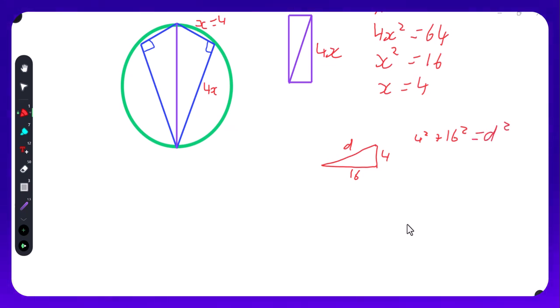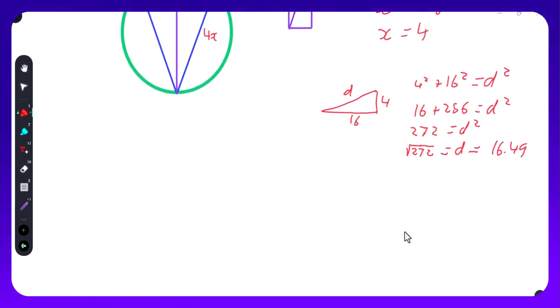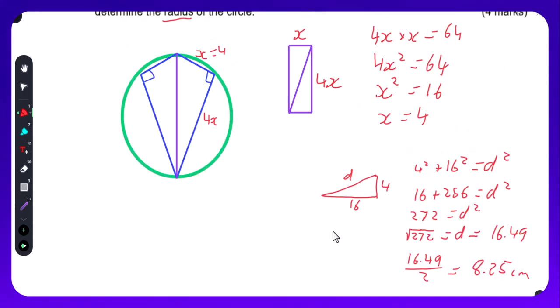I'll just fast forward that. I end up getting 16.49, and quite obviously that gives me the diameter, which I still need to halve to get my radius, and you get about 8.25 centimeters. And that's how we do that question.